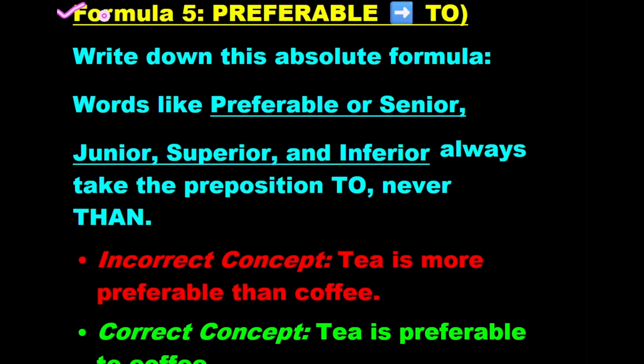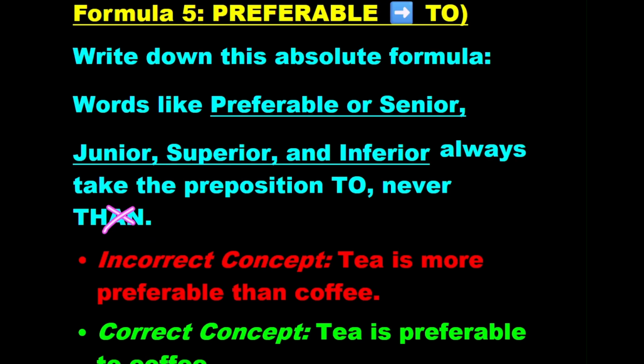Our final matrix formula involves comparative adjectives. Words like preferable or senior, junior, superior, and inferior already have a comparison built inside them. Write down this absolute formula. These words always take the preposition to and never than.